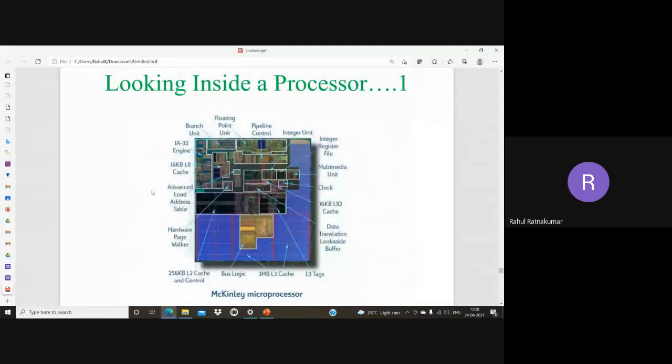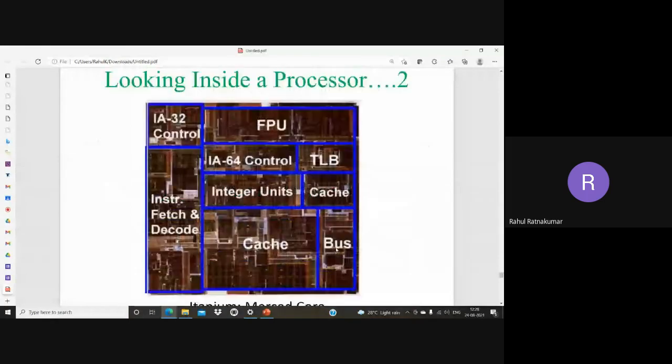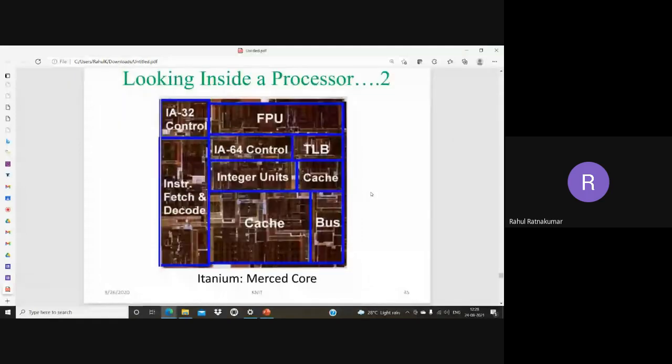So these are basic things which we expect in a processor. FPU stands for floating point unit, and TLB means translation lookaside buffer, caches, integer units, instruction fetch and decode is part of control unit, and bus controller, IA control. So this is a typical processor, Intel Itanium. Its name is Montecito. So this is a typical view.